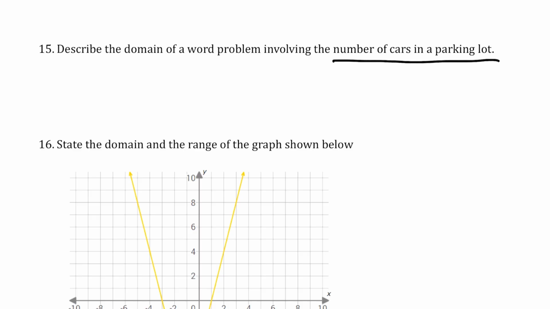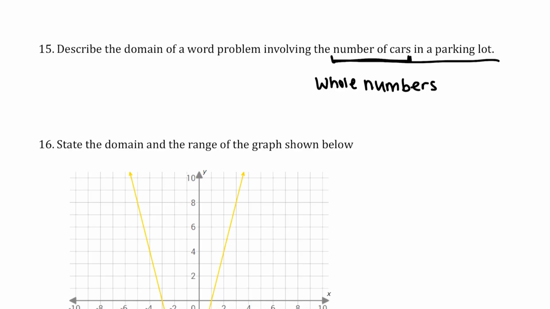So we need to think, number of cars, that can't be a decimal, right? You can't have half of a car. Or at least in this scenario, we're not going to have half of a car. So number of cars, we're going to have whole numbers. Only going to have whole numbers in a parking lot.